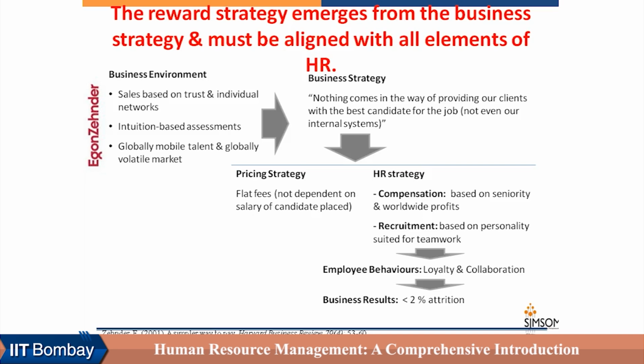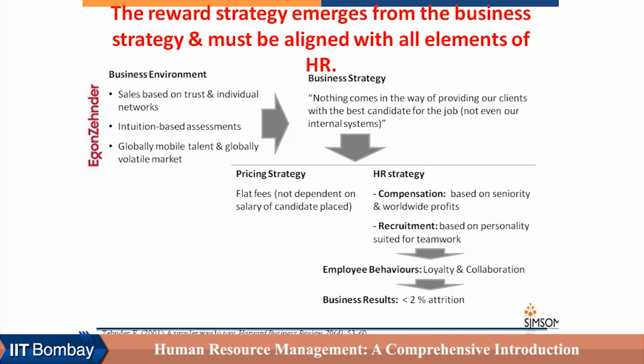These features are affecting the business strategy, and he explains that nothing comes in the way of providing our clients with the best candidate for the job. So, this is an example of a case study company explained in Zander's paper. Like this, all the organizations have to decide what their strategy is, what their strategic value proposition to the client is, and what their strategic value proposition in the marketplace is. Based on that, they decide the pricing of their offering, and based on that only they decide about the HR strategy.